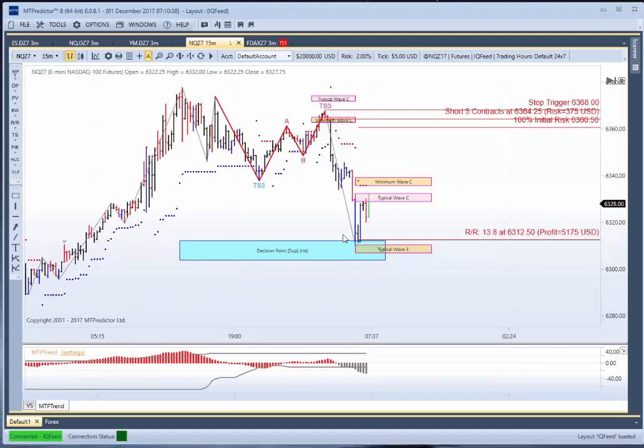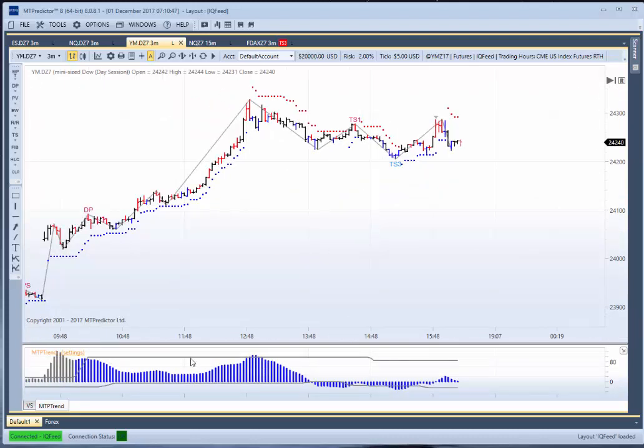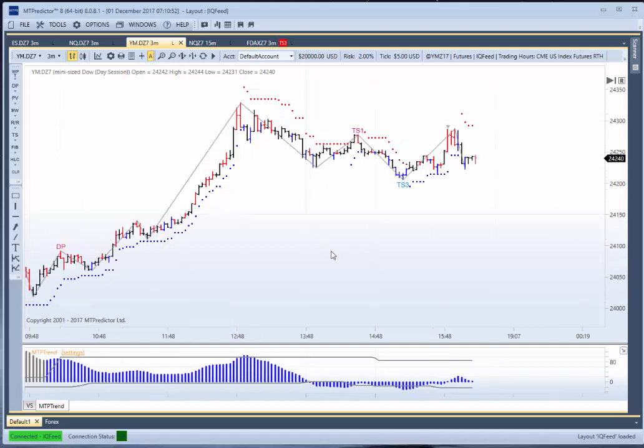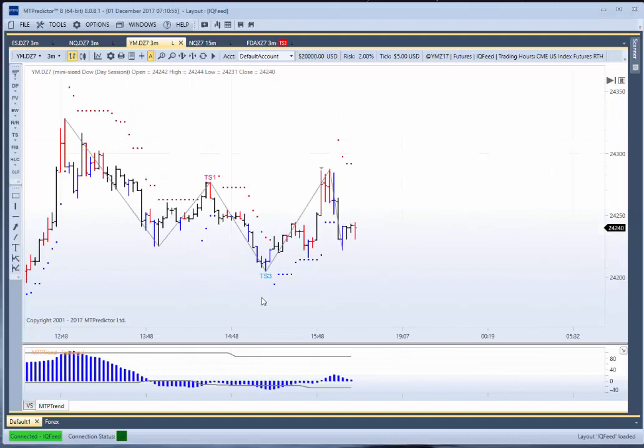So that's a good example that's just unfolded. Were there any others? Yes, if I look at the 3-minute chart of the YM on a day session only, again this is a good way to help manage your trades. You can see that the MTP trend was blue, the market rallied up and basically chopped sideways. We had a TS3 buy setup a bit later in the day. If I zoom in, it's a valid setup on a blue MTP trend.